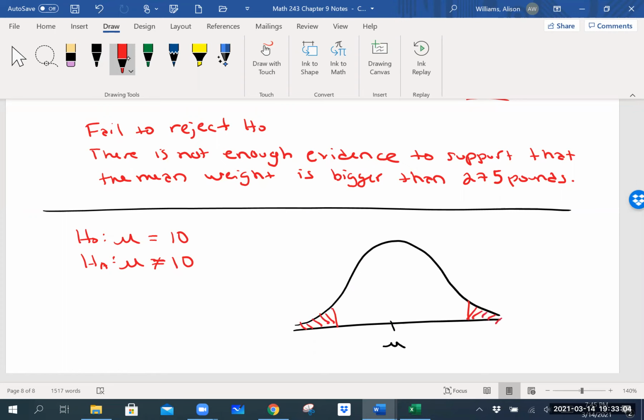Oh, shoot. I meant to use the green. Darn it. Okay, there we go. Let me just redraw that line.